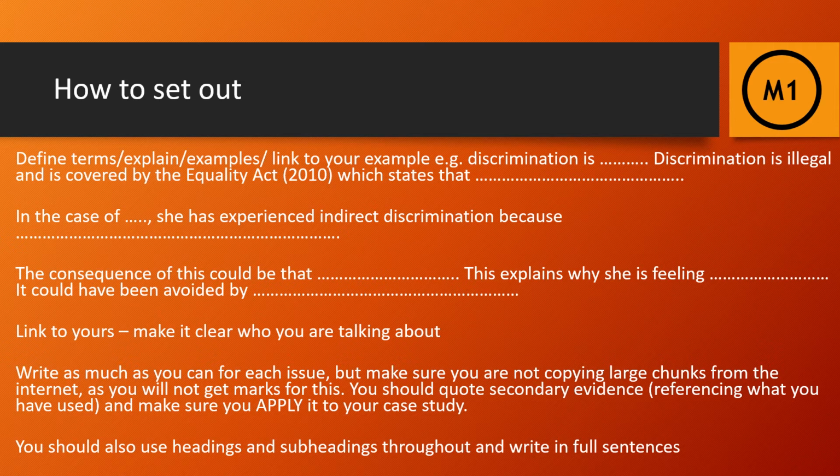Link it, as I say, to your cases. Make it clear that you're talking about each character. You're not just talking about generic effects of discrimination. Write as much as you can for each issue. If you are going to use online resources from the internet or books, don't just copy and paste big chunks. Quote them, or put in a web link to an article, sum up the article, and then apply it to the case study. Why is it relevant to your discussion? Also try and make sure you've used headings and subheadings and you're writing full sentences.